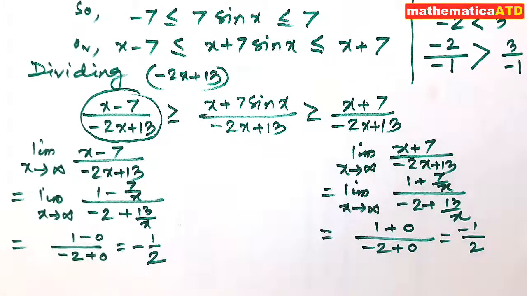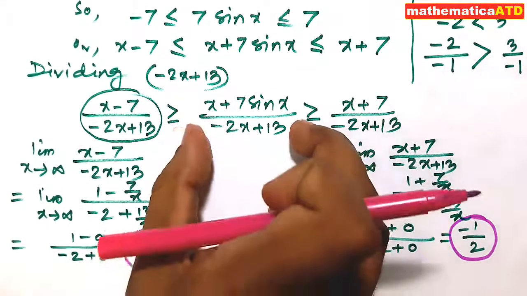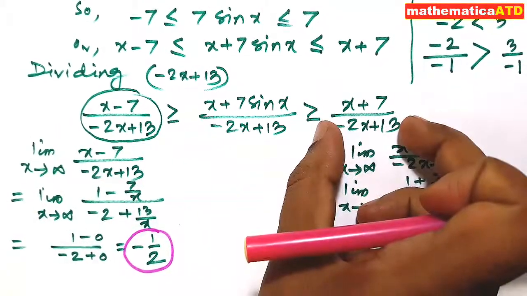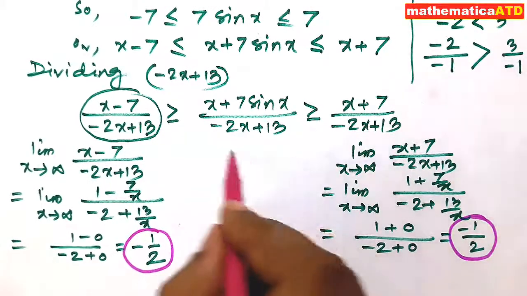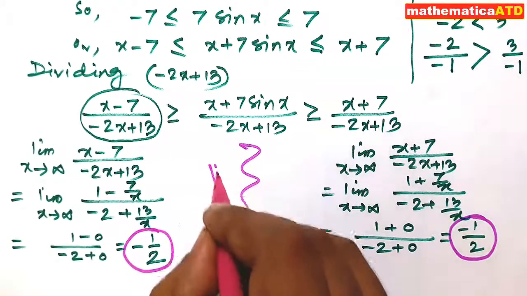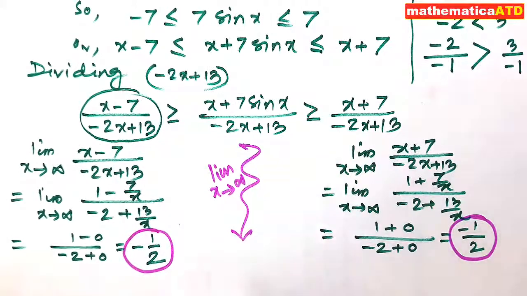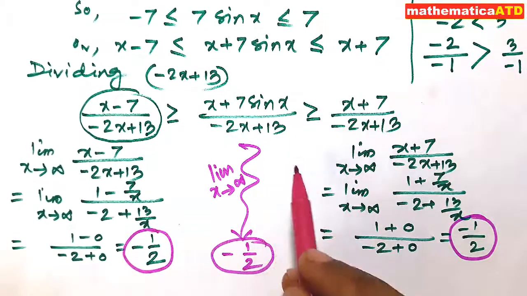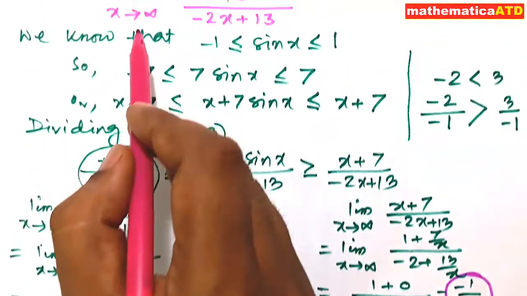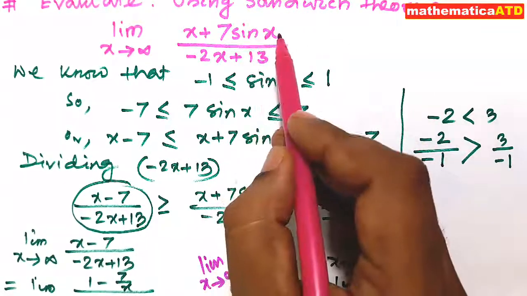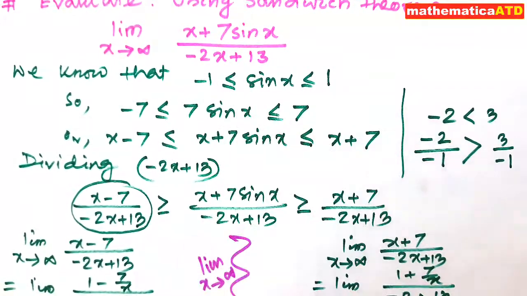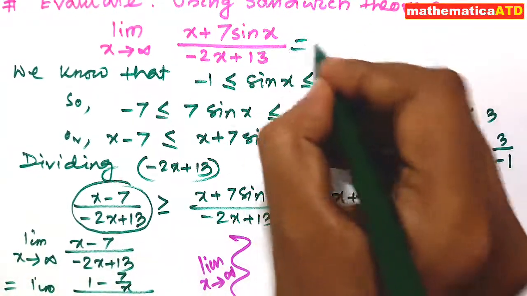Now see, friend, both the limits when x tends to positive infinity are the same, minus half and minus half. And since this function is squeezed between these two other functions, when you put the limit x tends to positive infinity, it will definitely give the output minus half, isn't it? So using the sandwich theorem, we found the limit x tends to positive infinity of x plus 7 sin x divided by minus 2x plus 13 is equal to minus half.